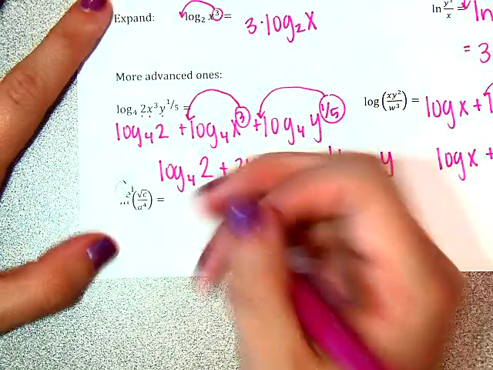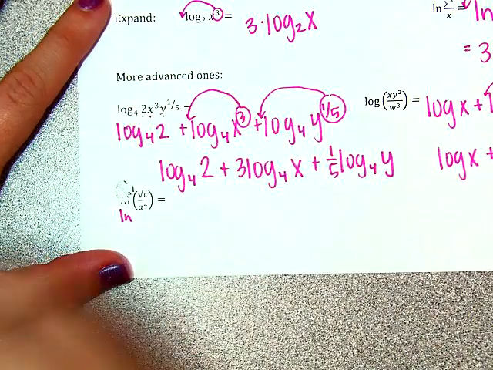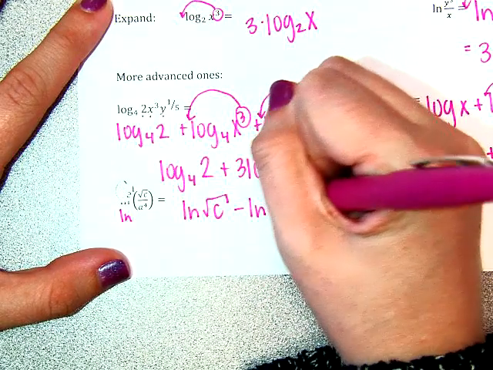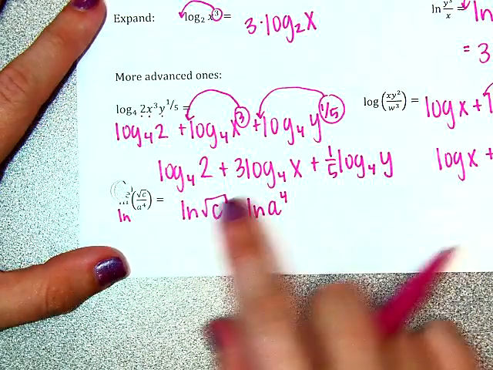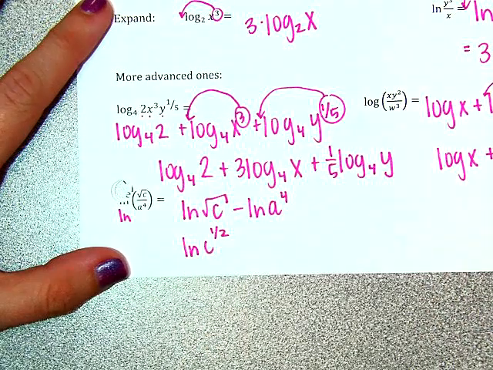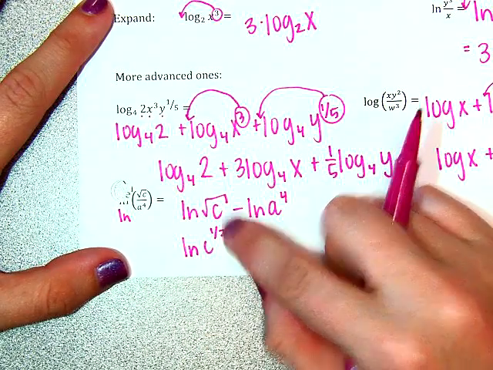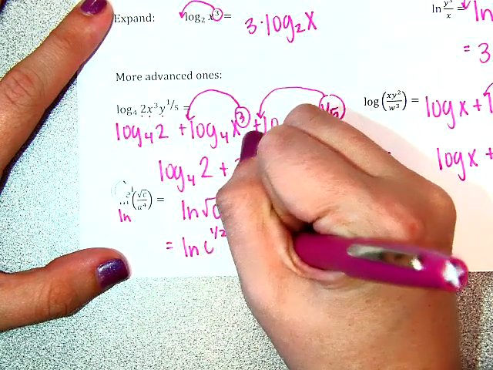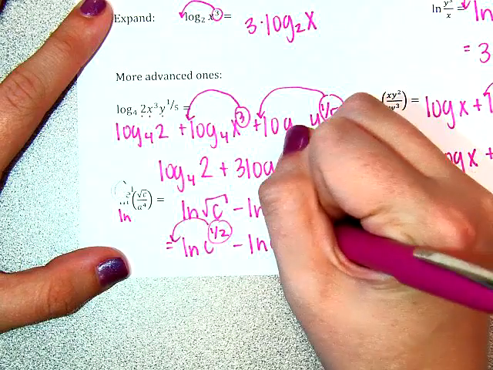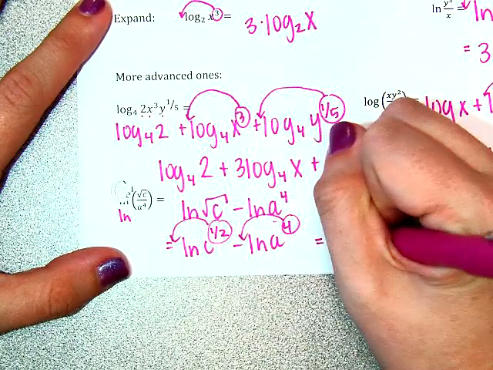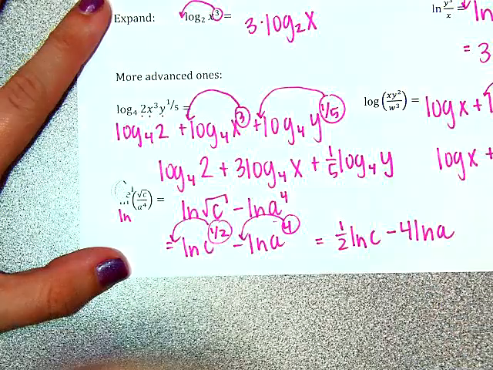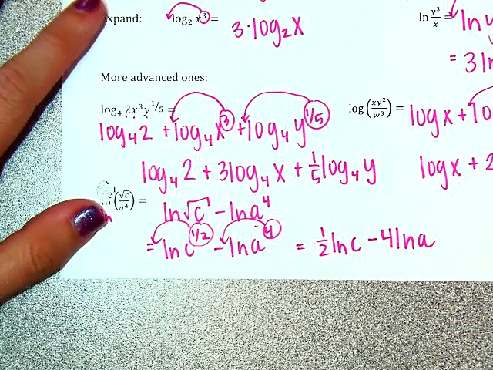One more, in case you can't tell, that says ln, natural log. So this would turn into ln square root of c minus ln a to the power of 4. Now the square root is the same as taking c to the power of 1/2. These two are the same thing. So I'm going to change that because now I'm going to do something with those powers. Bring it down to the front of that one, bring it down to the front of that one. So it turns into 1/2 ln c minus 4 ln a. There you go. There's expanding.